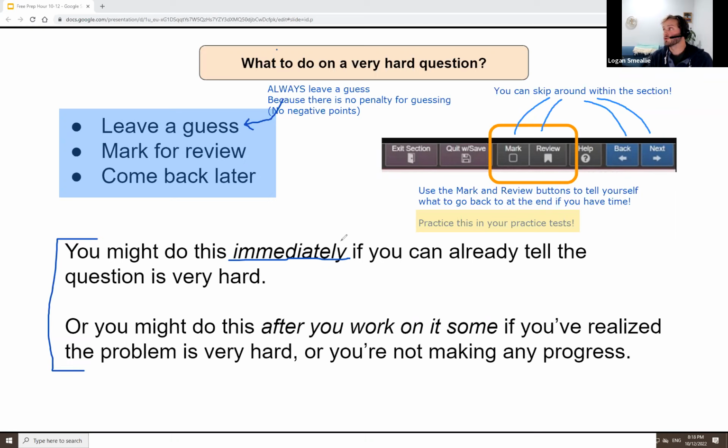Or if you're someone, I guess especially if you're someone who tends to run out of time, then you might especially want to do this. When you notice a certain question is going to be really tough, just guess, mark it for review, and get out of there. Don't give that unfriendly question any more time.